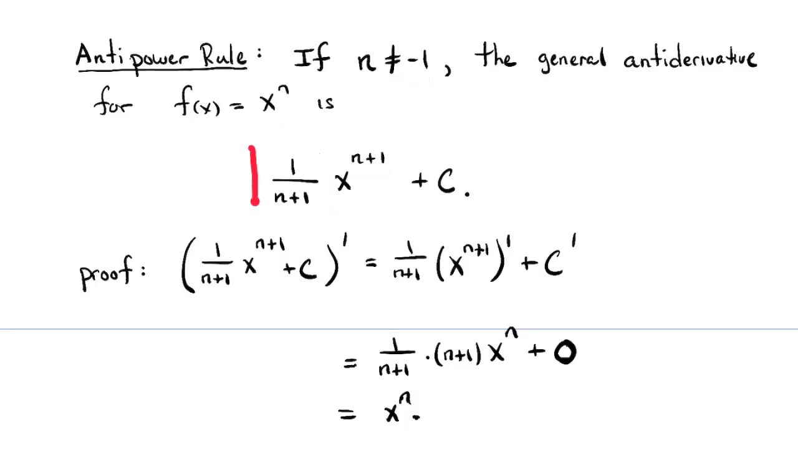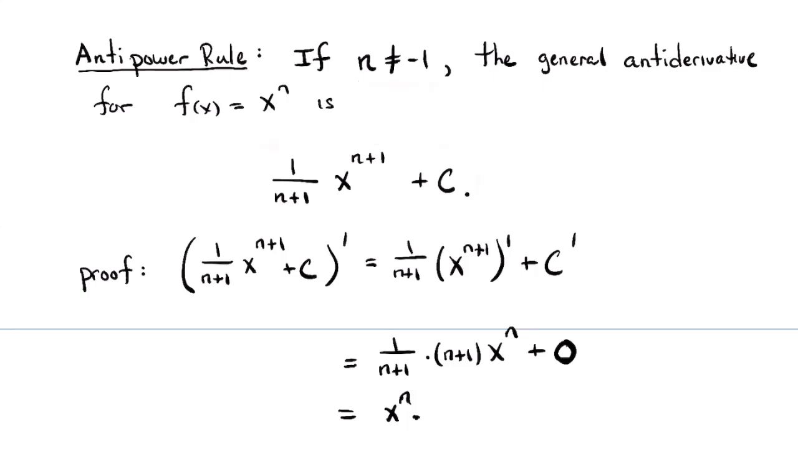So this is how you find the general antiderivative of any power of x. You increase the power of x by 1 and divide by that new exponent. Well, any power of x except for the negative first power. Here I've just got a little proof of it.